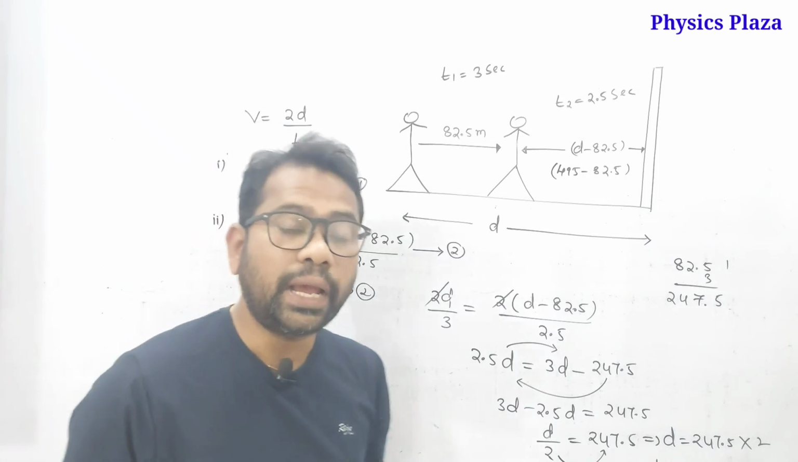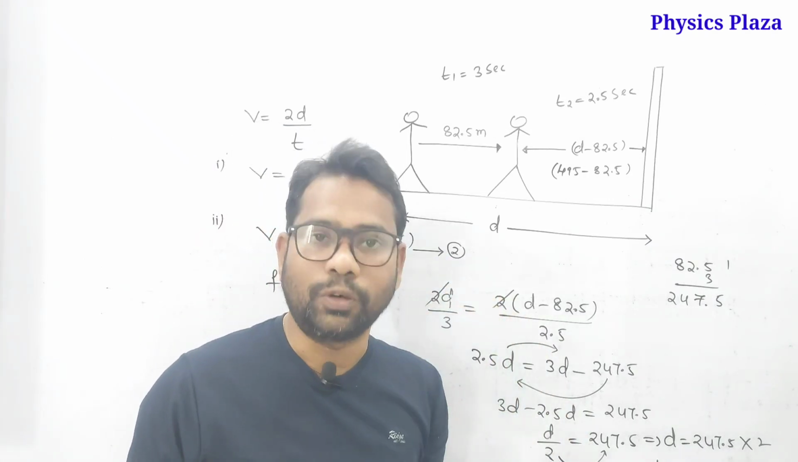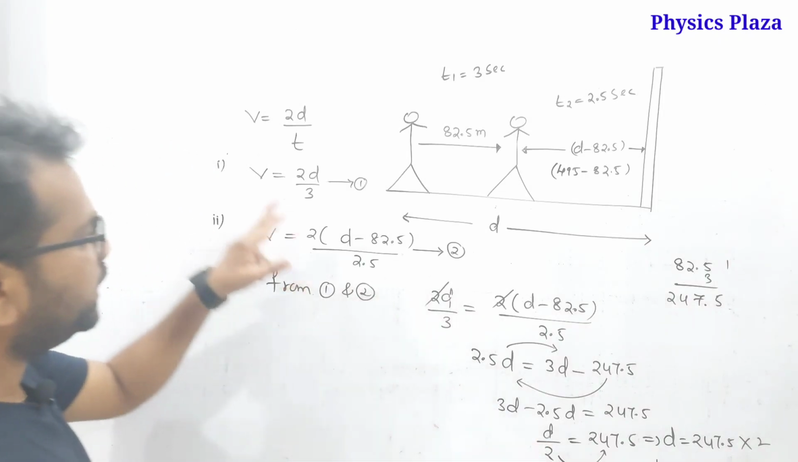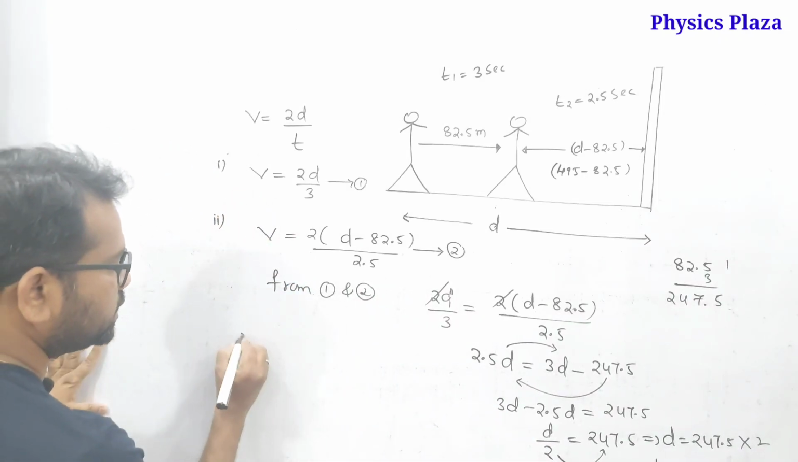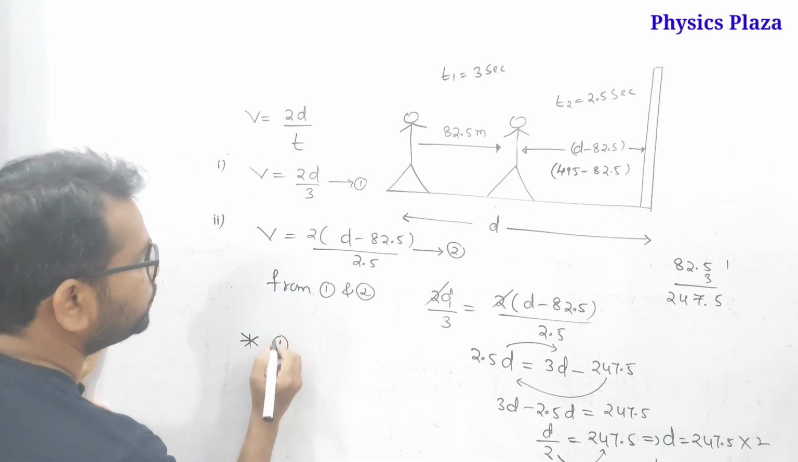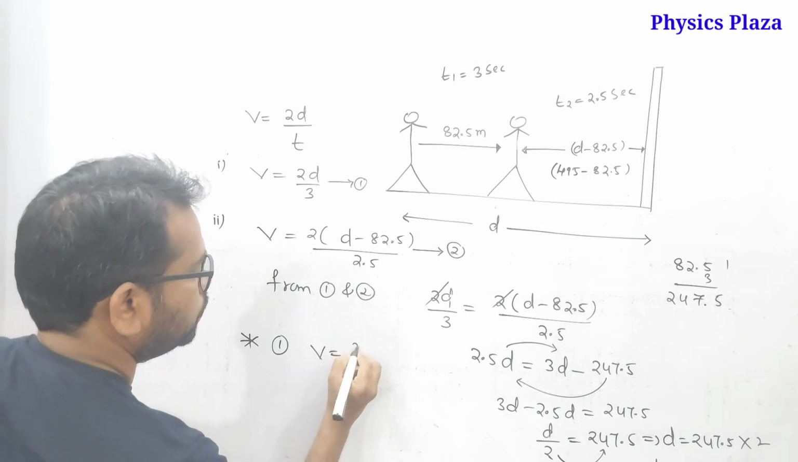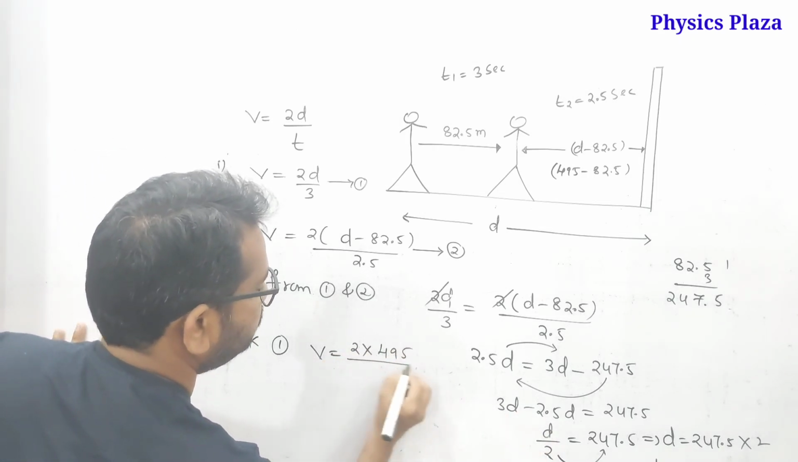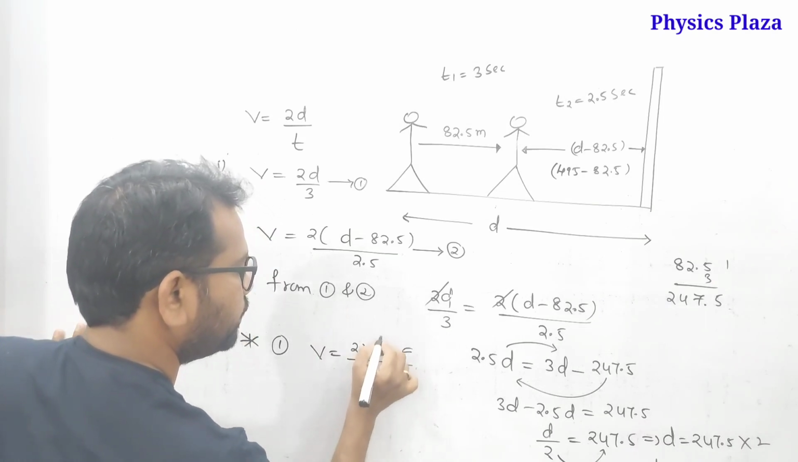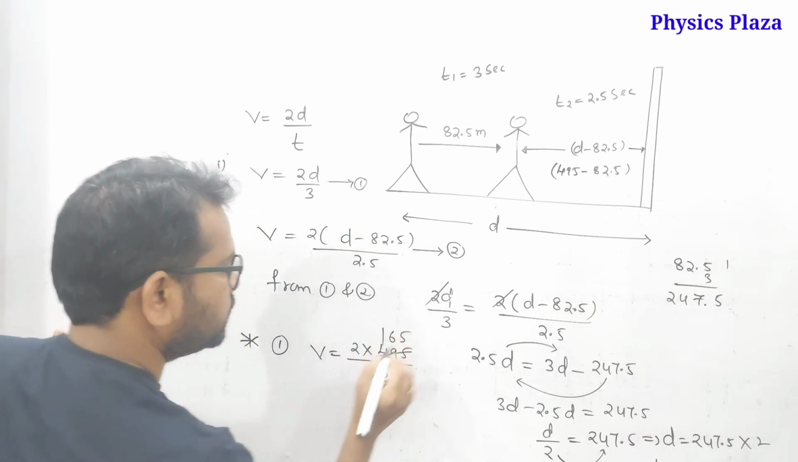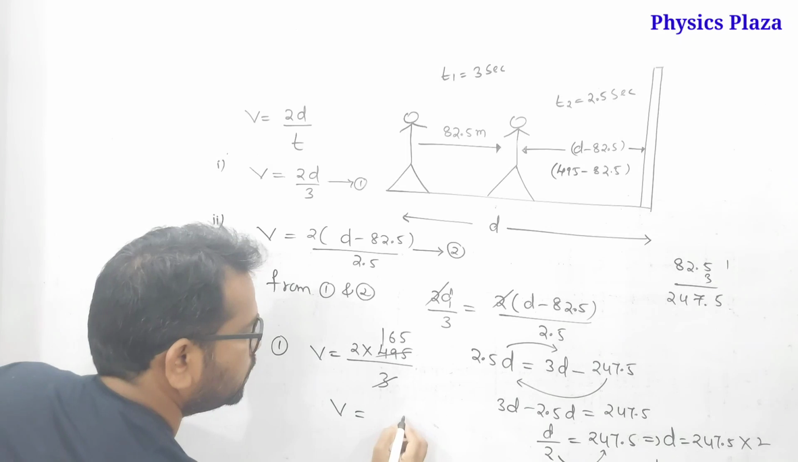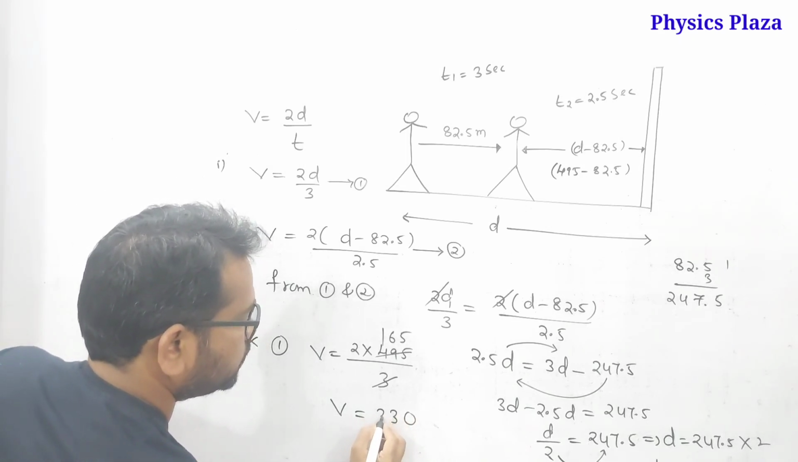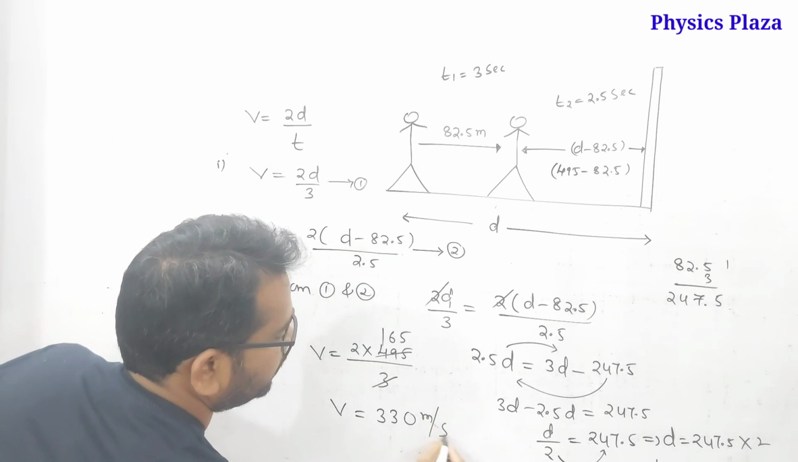In the second part, they asked us to even calculate the speed of the sound. So what is the d value which we got? You can substitute either in equation 1 or equation 2. So let us take equation 1. From this, v is equal to 2 into the d value, 495, by 3. 3 ones are 3, 3 sixes are 18, 3 fives are 15. So if you calculate, v is equal to 330 meters per second.